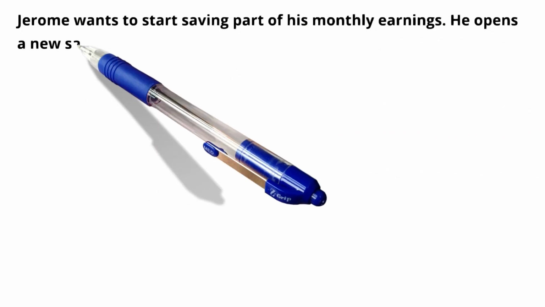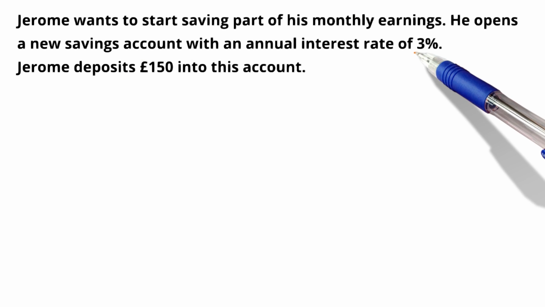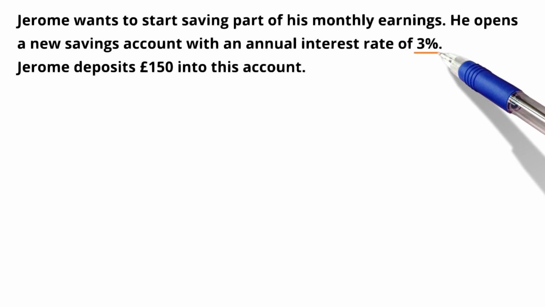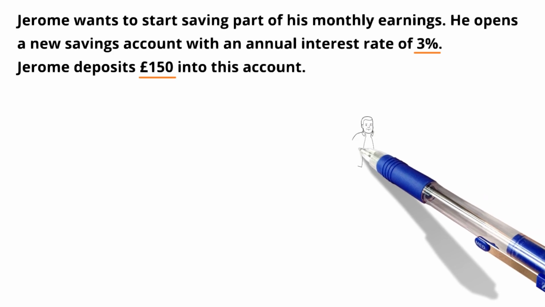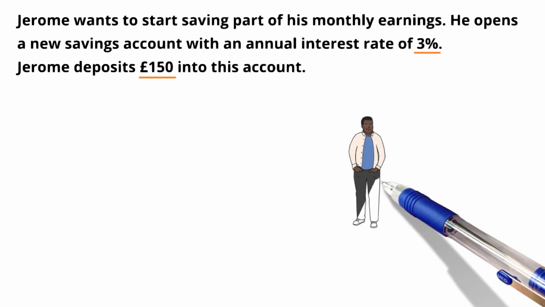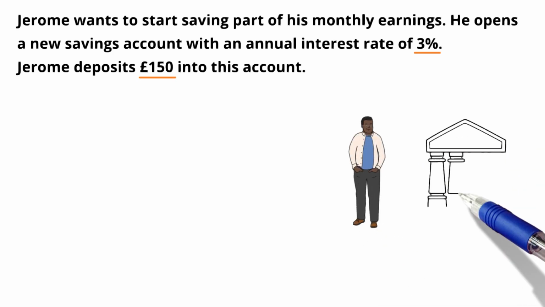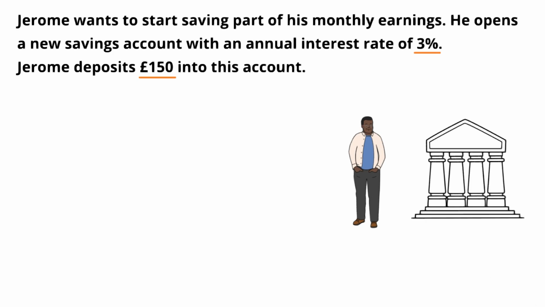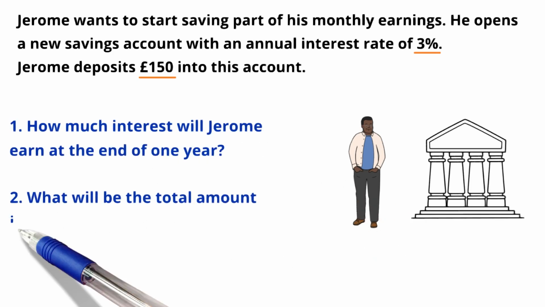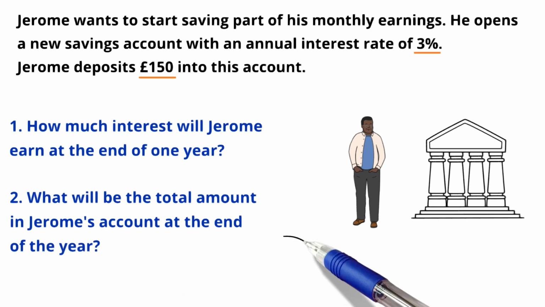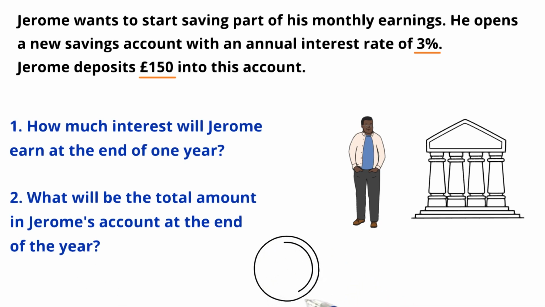Over to you. Pause the video and have a go at answering the following questions. Jerome wants to start saving part of his monthly earnings. He opens a new savings account with an annual interest rate of 3%. Jerome deposits £150 into this account. Based on what you've learned, 1. How much interest will Jerome earn at the end of 1 year? 2. What will be the total amount in Jerome's account at the end of the year?